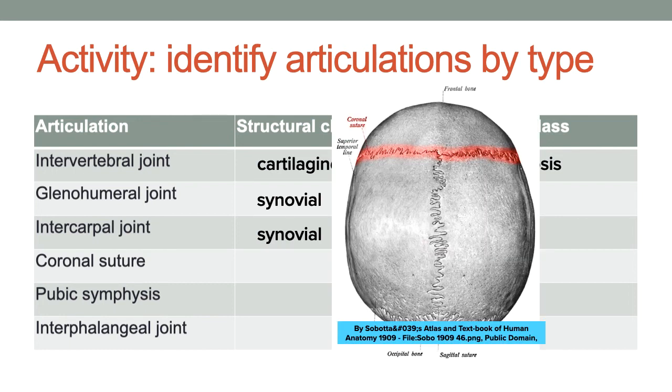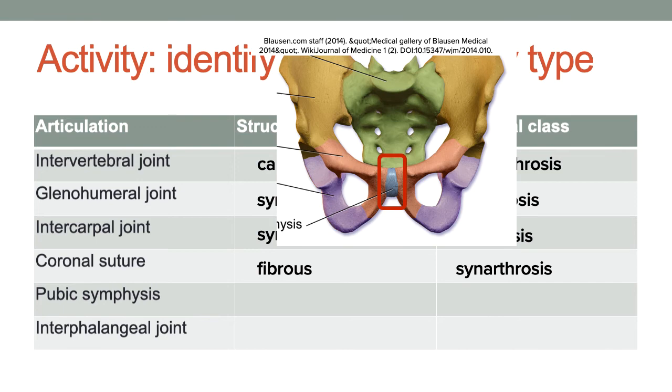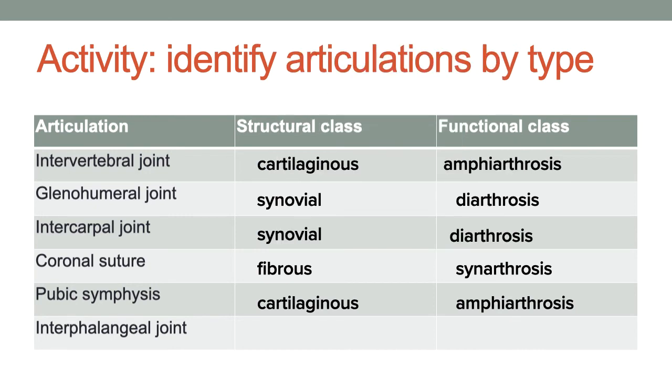Here we have a coronal suture. The structural class here is fibrous, and the functional class is synarthrosis. Here we are looking at the pubic symphysis, and that's between those two bones there in the red rectangle. This is going to be structurally a cartilaginous joint and functionally amphiarthrosis. That's because it allows some movement.